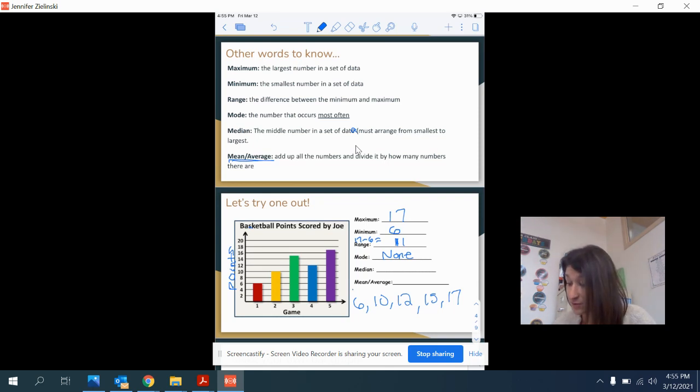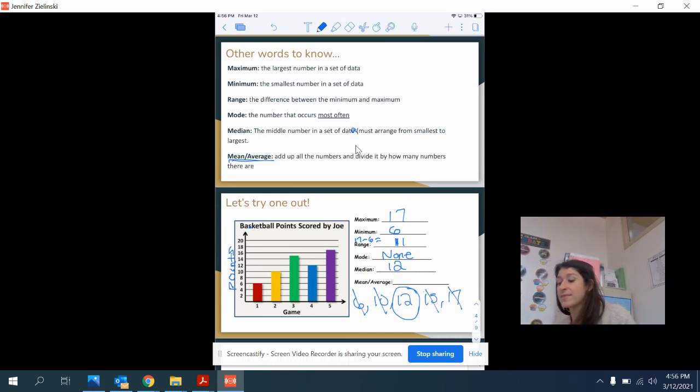So when we find our median, we have to figure out which number is the middle. So I have to go through and cross off, starting with my smallest and my largest. Then I go to the next smallest, next largest, and what's left in the middle is my 12. So my median number is 12.